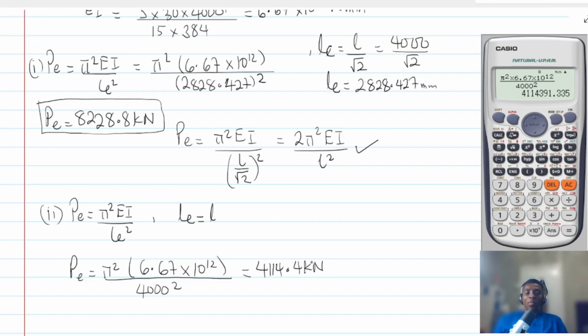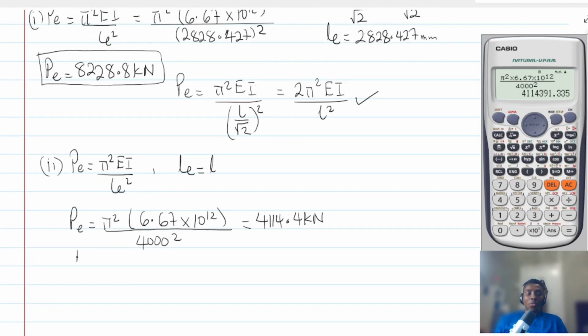4114.4 kilonewton. So what this means is that, clearly speaking, if we do it hinged at both ends, we are getting 4114. But if we do it with one end hinged and one end fixed, we are getting almost 2 times what we have. All right, so that's this problem solved for you.